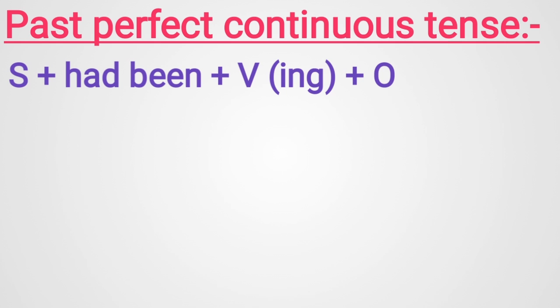Friends, now you all know that every tense has a particular structure, and the structure that we have to follow for past perfect continuous tense is subject plus had been plus verb with ing form plus object. It means after any subject you have to use only had been in past perfect continuous tense, and after had been you have to use verb with ing form plus object. This tense form is used to show that any action which started in the past long ago and it was going on in the past only, not done, not finished.